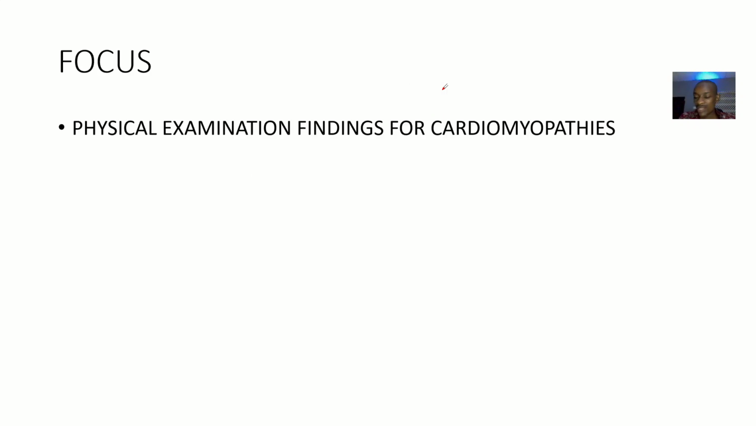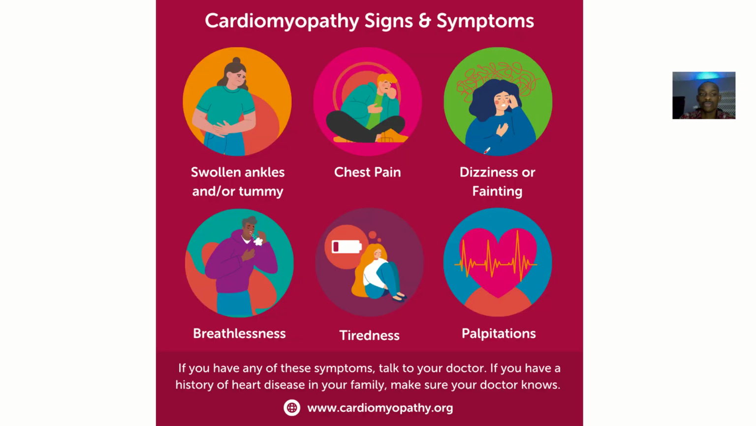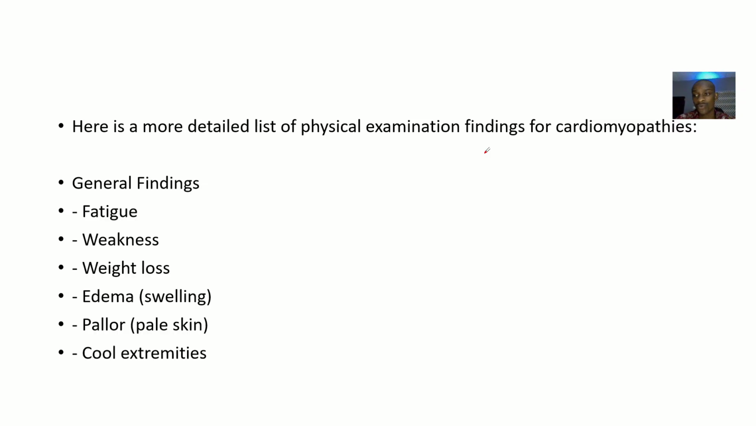All right. What are the things that you must keep in mind so that you don't miss it out? What are the things you are looking out for? All right. So physical examination for cardiomyopathy. Here is a more detailed list of the physical examination findings for cardiomyopathies, things you are looking out to see. So you are looking out to see if the patient is fatigued. Also looking out to see if the patient is weak. All right. You are checking for weight loss.